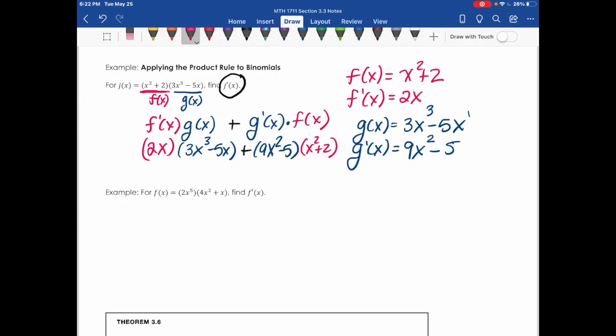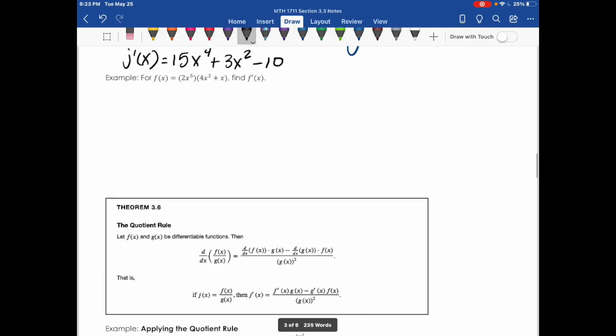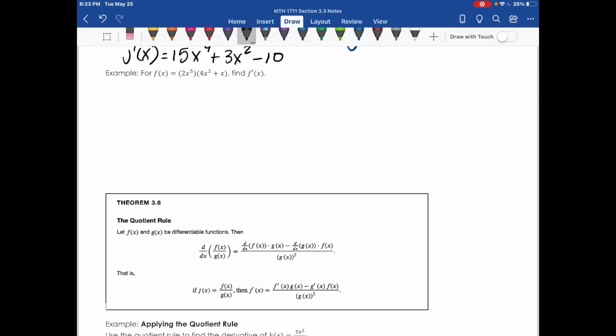So to simplify this, we're just going to multiply everything out. Now, I feel fairly confident that at this point, you guys can FOIL and combine like terms. So I'm not going to go through these steps. I'll just tell you that when you write down the final answer and you FOIL and combine like terms, you should get 15x to the 4th plus 3x squared and then minus 10. So that will be your derivative after you clean up this step right here.